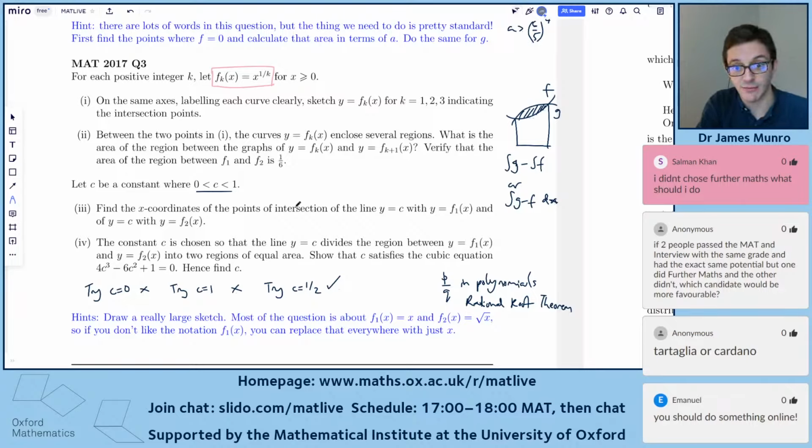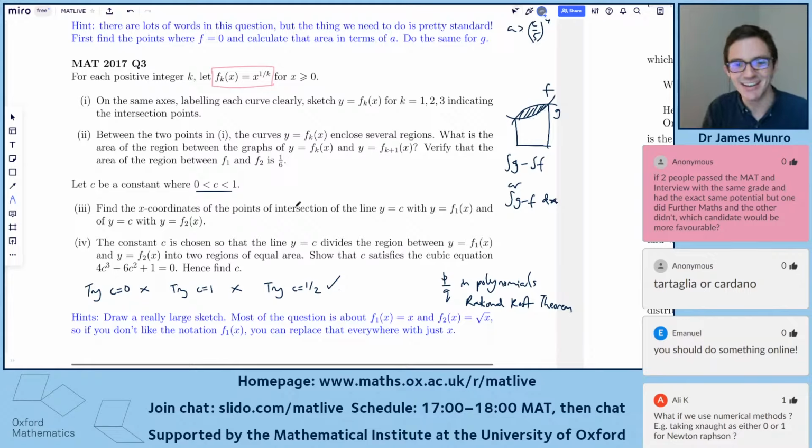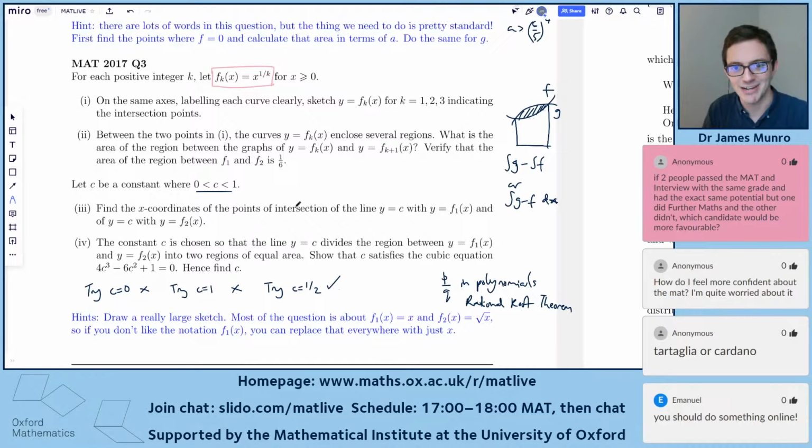Yeah, okay, and then the follow-up question, I suppose, is if two people pass the MAT and interview with the same grade and have the exact same potential. I love these conversations. It's very mathsy, isn't it? Hypotheticals. Holding everything else constant, can I differentiate with respect to whether or not you have further maths, please? If one of them doesn't have further maths because their school or college doesn't teach it, then that's not really a selection criteria. It's not something to do with them. It's something to do with their school or college.